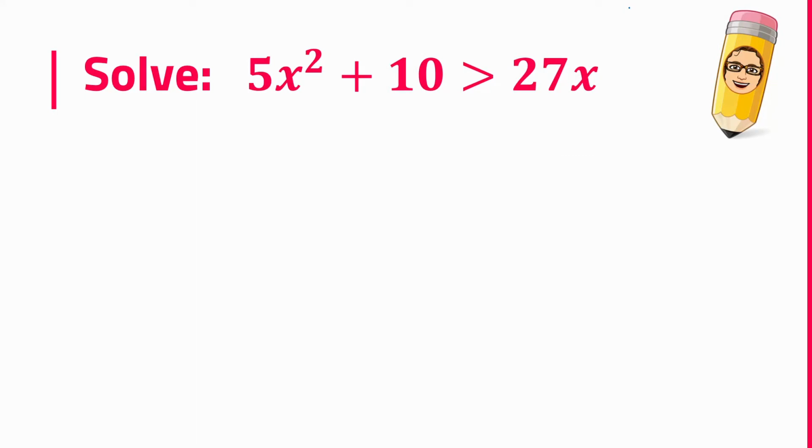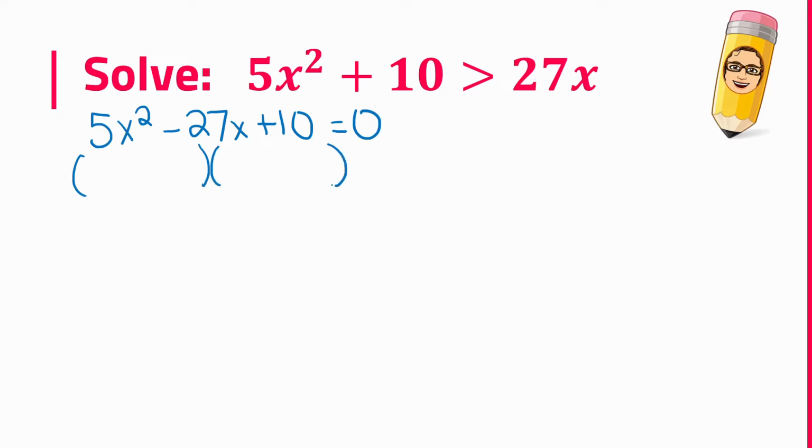Let's try another problem. 5x squared plus 10 is greater than 27x. Again, I am going to make it an equation, and I'm also going to make it equal to 0. So 5x squared minus 27x plus 10 is equal to 0. I do not see any GCF, so it looks like I just have to jump in and factor right away.